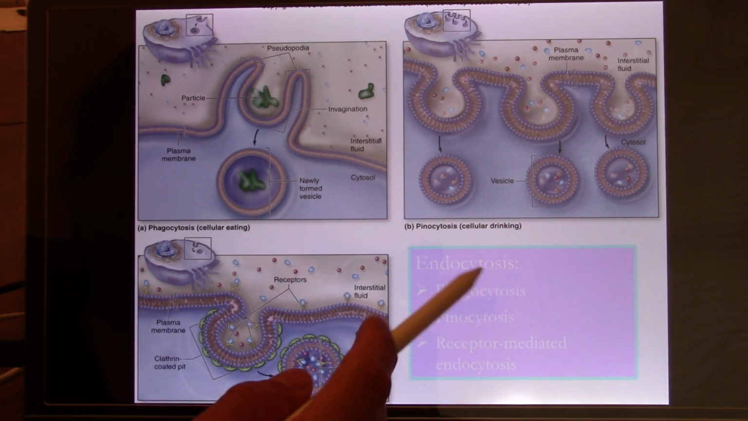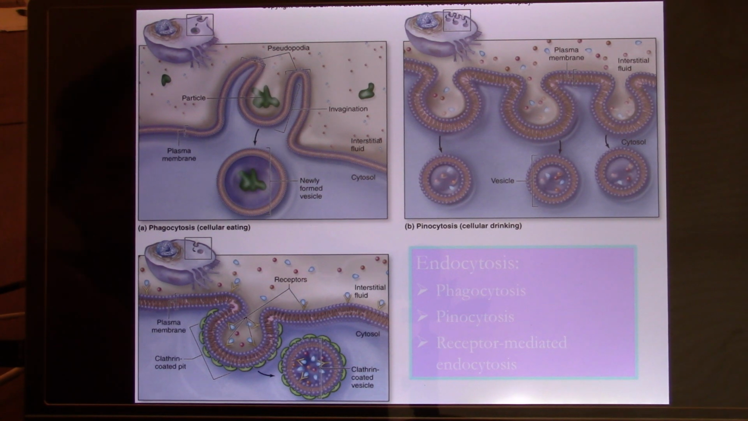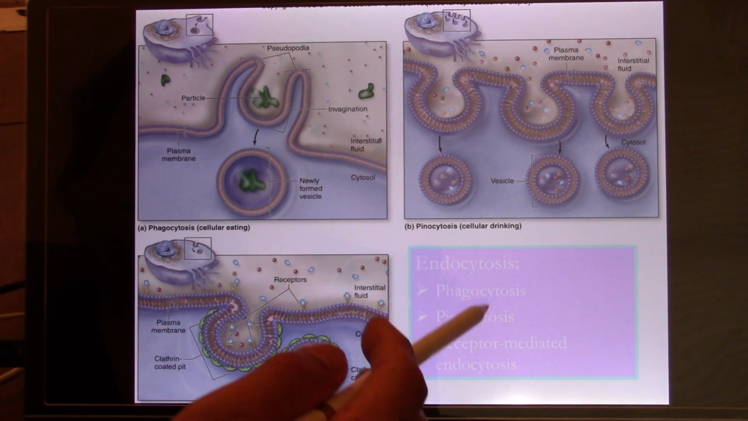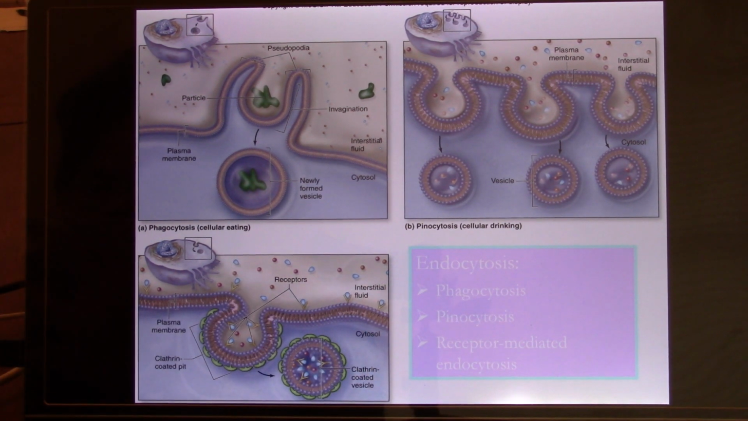That's phagocytosis. Pinocytosis is also called cell drinking. Usually the molecule is smaller and sometimes watery, so they will take a small bite, and that's pinocytosis. Exactly the same as phagocytosis, it's just smaller.